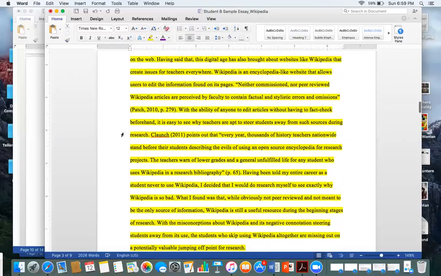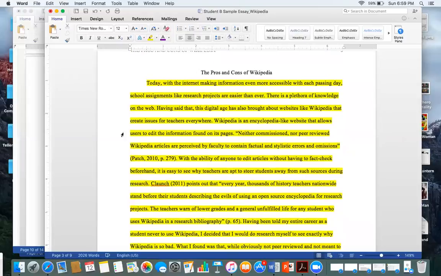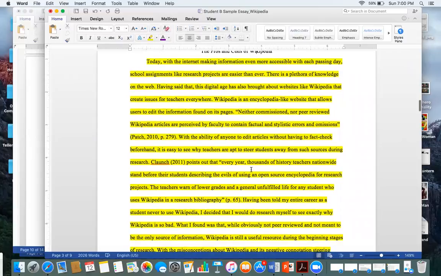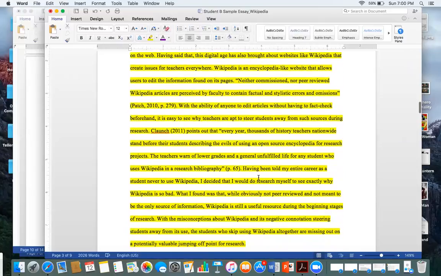Okay. So that was a little bit longer introduction, but again, we sort of start with this general idea that with the digital information age, research is becoming easier, that there's so much knowledge on the web, and then it brings it into the context of Wikipedia, and that teachers generally shy students away from Wikipedia. And the student has included some quotes to demonstrate this, as well as a little bit of humor, right? That idea of having an unfulfilled life for using Wikipedia.